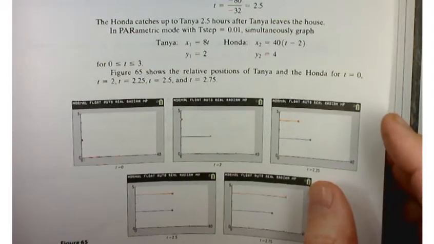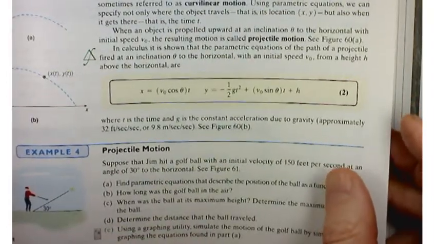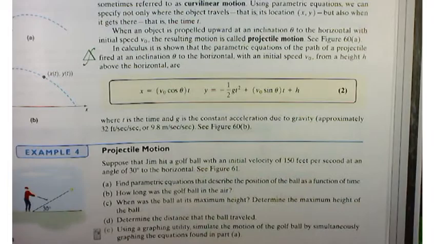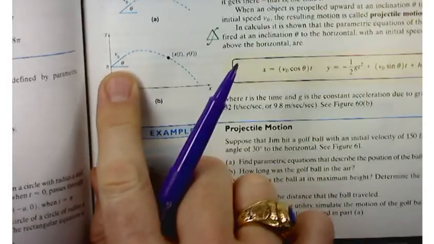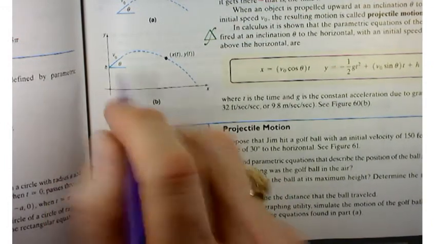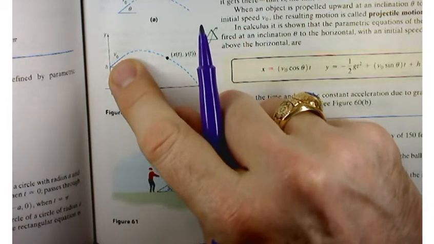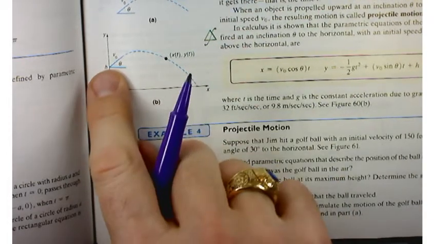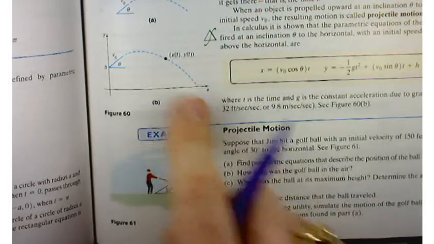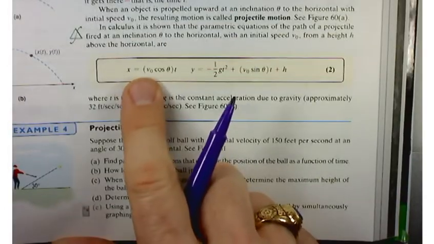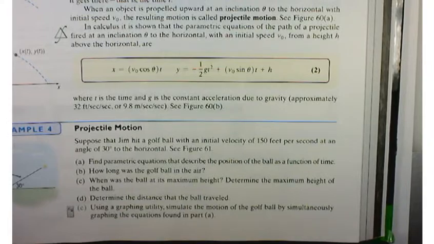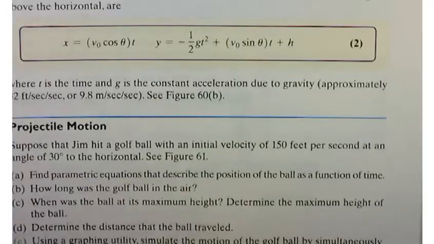Now, what we're interested in this particular case is projectile motion. Projectile motion would be throwing something or launching something from a particular height, H, at a particular angle with an initial velocity of v sub zero. So the motion is going to be governed by these parametric equations. And let me write them down on our paper, and we'll work with a problem with projectile motion.